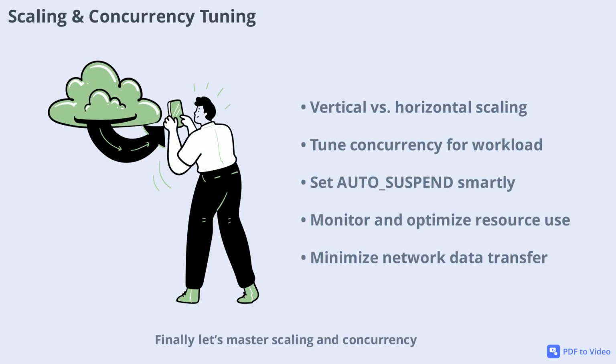Finally, let's master scaling and concurrency. Vertical scaling, making your warehouse bigger, gives each query more memory and CPU, perfect for large, complex jobs. Horizontal scaling, adding more clusters, lets Snowflake handle many users at once, preventing query queues. Tune the max concurrency level for your workload. Raise it for lots of small, fast queries, lower it for heavy analytics.